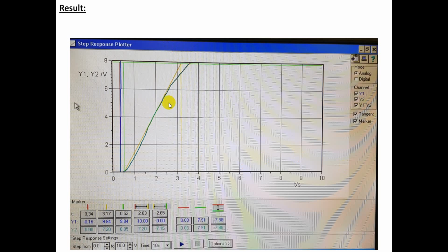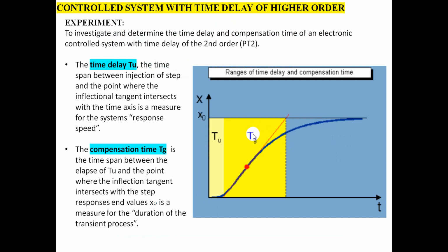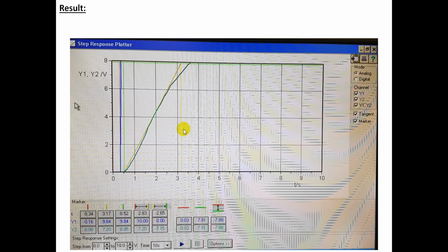The next step is that you can move this vertical cursor and this cursor to bring the tangent such that it touches this transient area here. For example, it is touching it here. So this point and the point where it touches the step signal is our Tg, the compensation time. This area will be your compensation time, which is shown in green and yellow. Since here it is yellow and green, that's why we are getting a value in the minus.